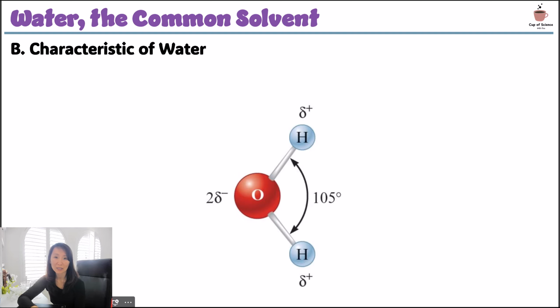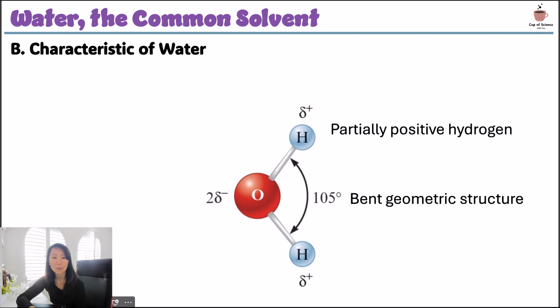Let's look at the characteristics. The water molecule itself is bent in shape. So here's my oxygen, and here are my two hydrogens attached to the oxygen via covalent bonding, and they have this bent geometric structure. Then you will probably notice this squiggly line that's partial negative, and this is a partial positive on the hydrogen. So hydrogen has a partially positive charge, and the partial negative charge is on the oxygen.